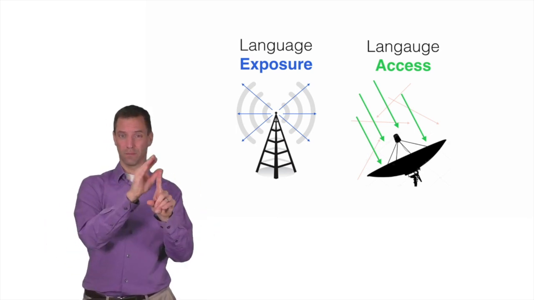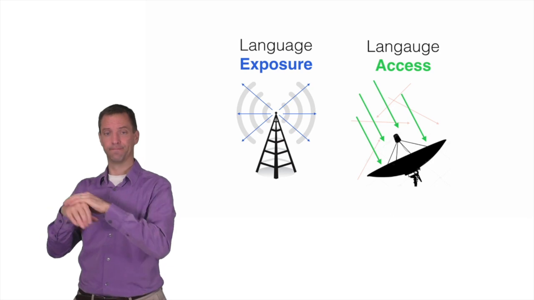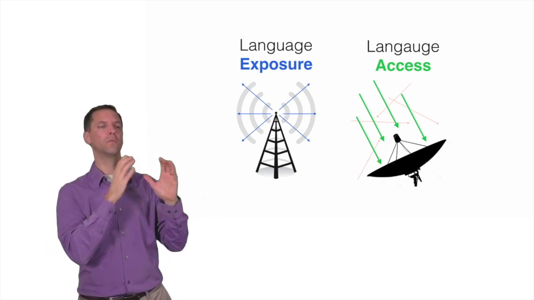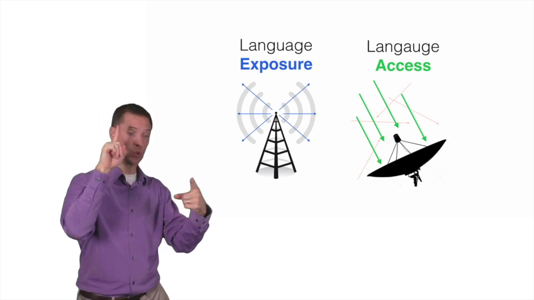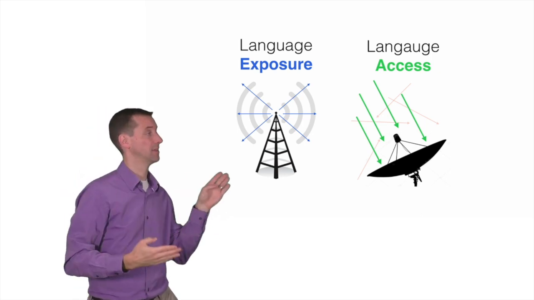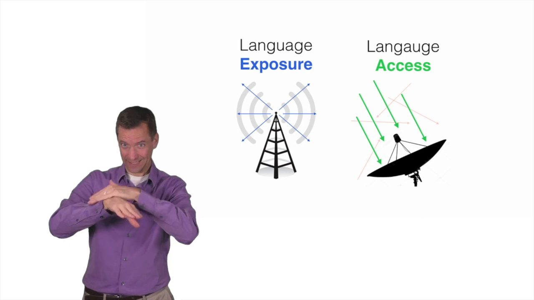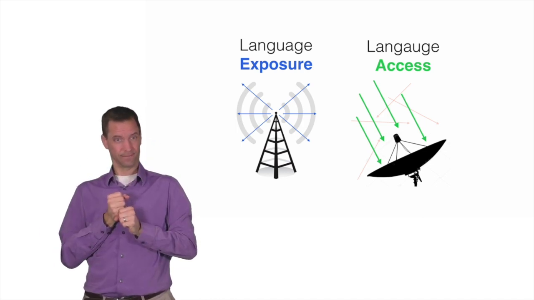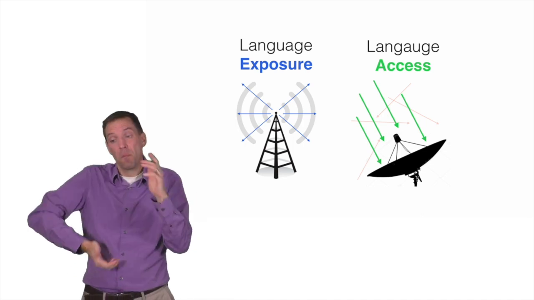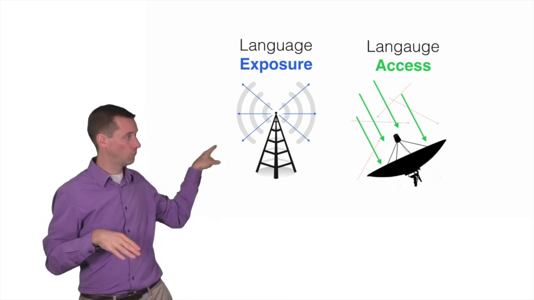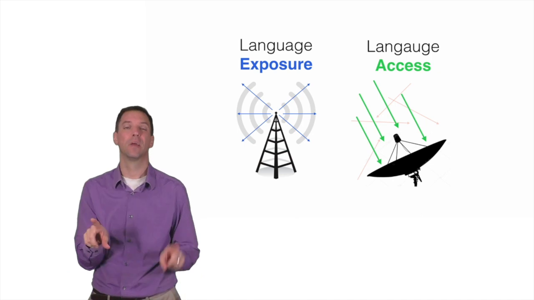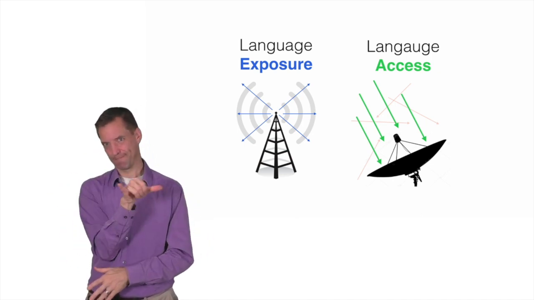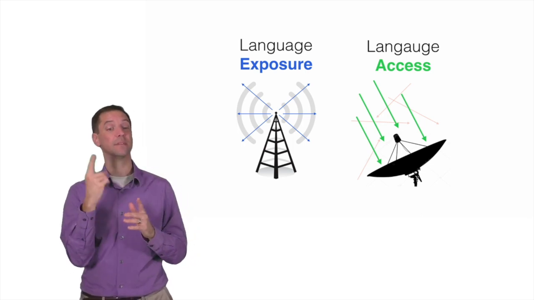First thing we need to do is differentiate language exposure from language access. By language exposure, I mean whatever communicative signals we are sending to someone. And by language access, I mean whatever communicative signals that person is receiving. Now, for most hearing children, exposure and access are largely the same. But unfortunately for deaf and hard of hearing children, they are often not the same.